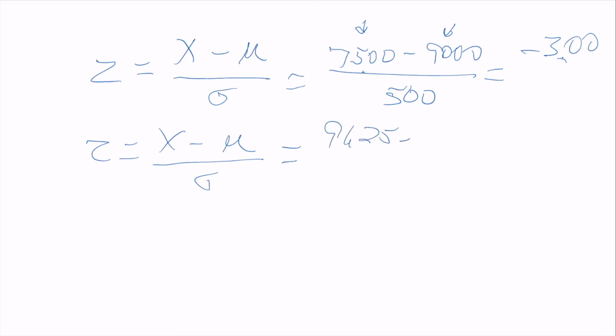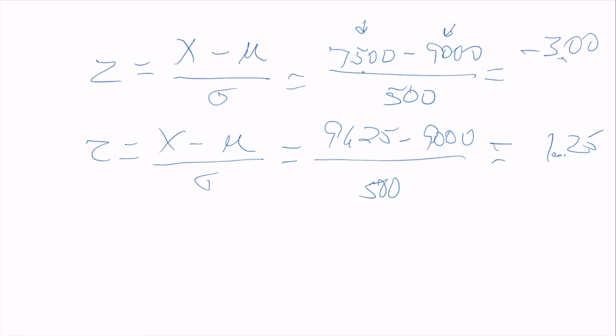9,625 minus 9,000 divided by the standard deviation, which is 500, and that's equal to 1.25. Okay, and again, my writing is not the best in the world. And you see here, the negative 3.00 indicates the standard Z for sales of 7,500, while the 1.25 is the Z-score for 9,625.